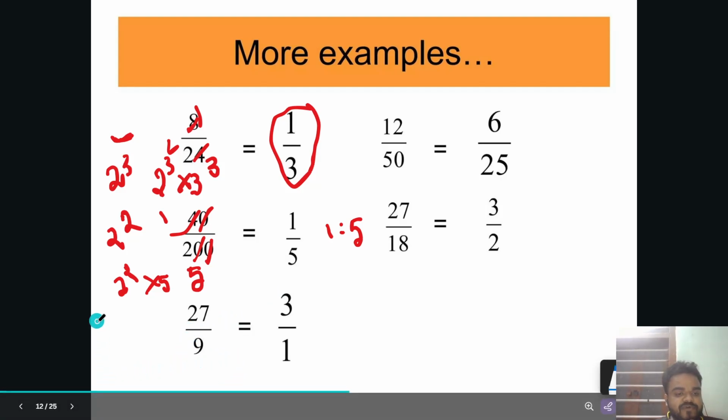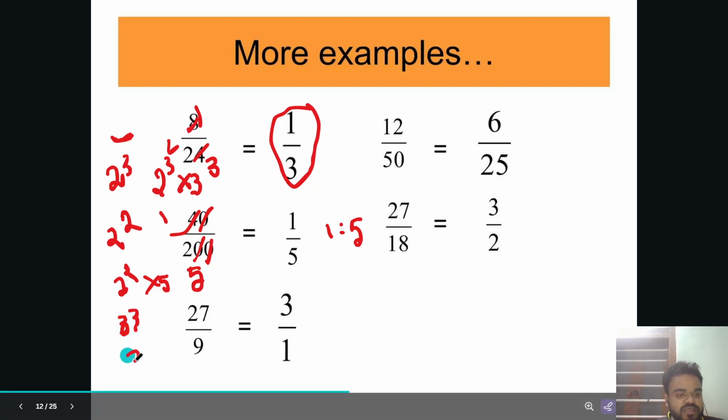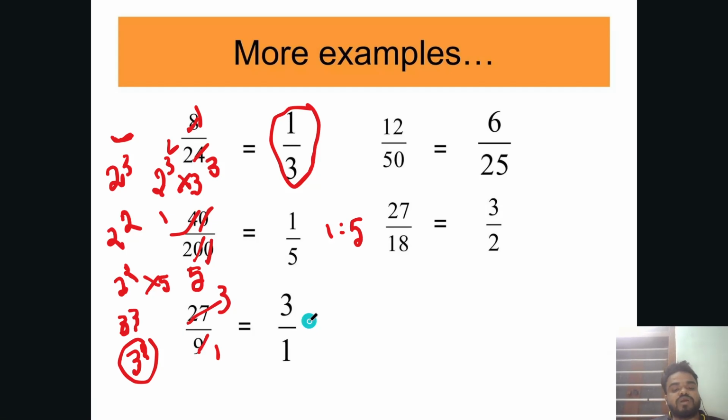One more example. What is the HCF of 27 by 9? Find the factors first. 3 cube by 3 square. What is common? 3 only. What is lowest? 3 square. So divide by 9. 9 threes are 27, 9 ones are 9. So the simplest form will become 3 by 1 or 3 is to 1 or 3 to 1. Got it?